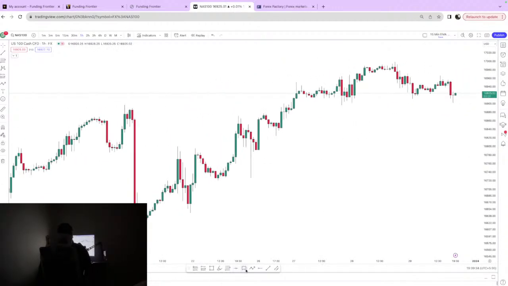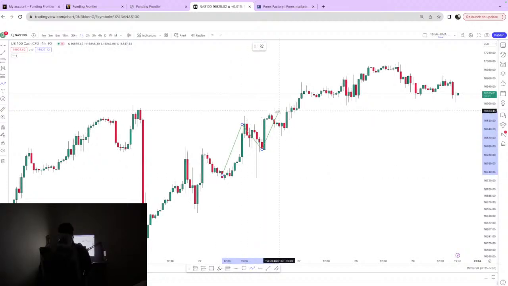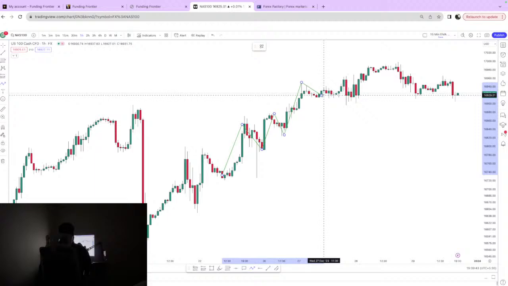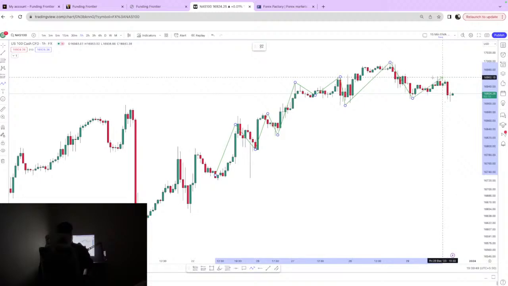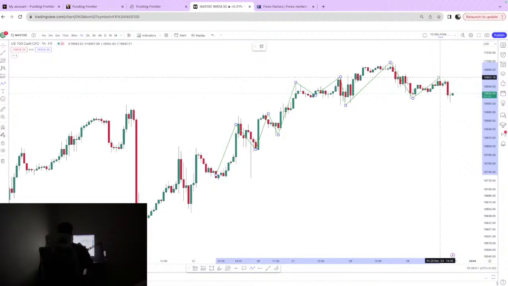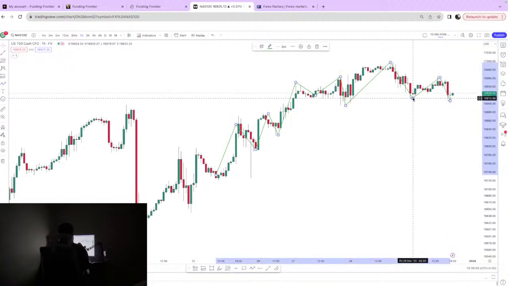Picking it from the short term: higher highs, higher lows, higher highs, higher lows, higher highs, higher lows, higher highs, lower low. Again another higher high, higher low. And now it seems like a lower high and it is preparing for a lower low. Anything is possible. So on 1 hour our bias is not pretty clear.